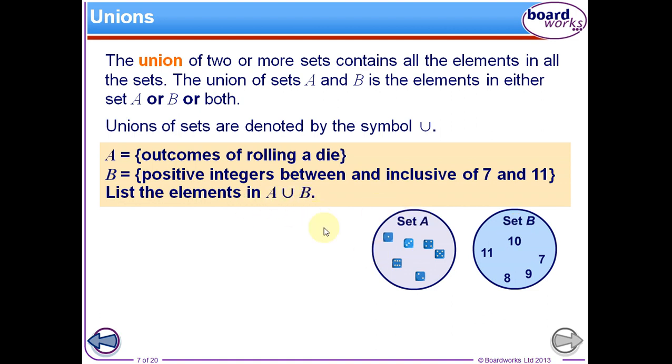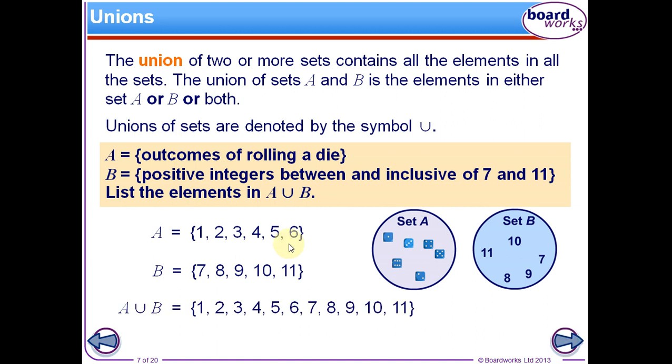A union B means that we take the elements in either A or B or both. So let's take a look at this. A is 1 to 6 and B is 7 to 11. A is 1 to 6 because when you have a die, the faces show up: 1, 2, 3, 4, 5, 6. So the union will just be a combination of these. Take 1, 2, 3, 4, 5, 6, then you continue 7 to 11 like that. So that is the union of the two sets.